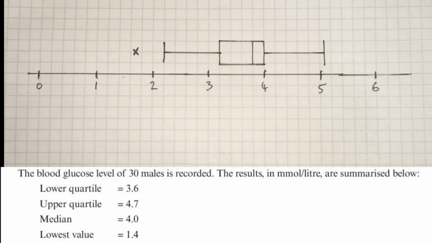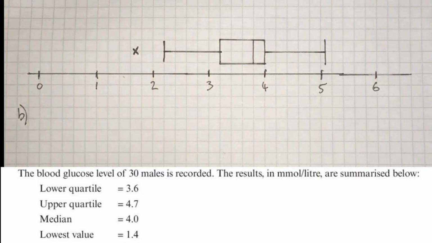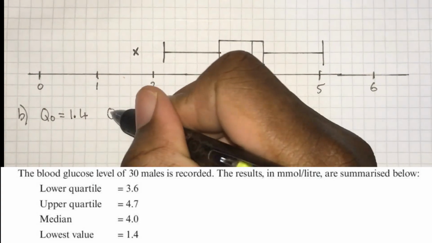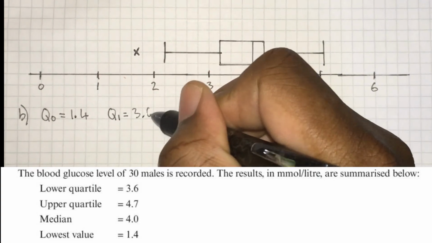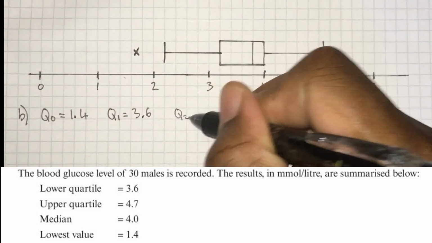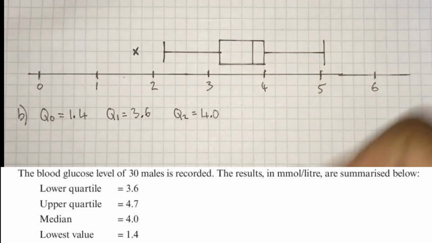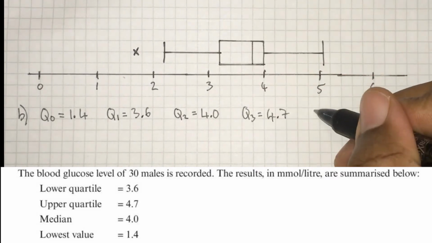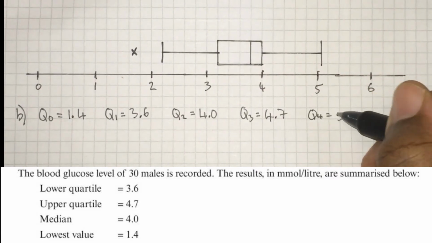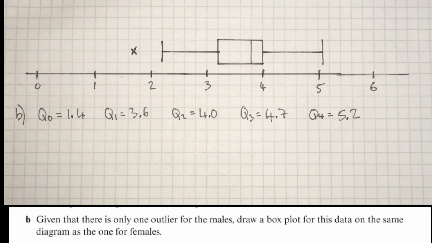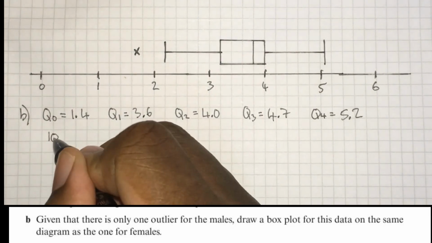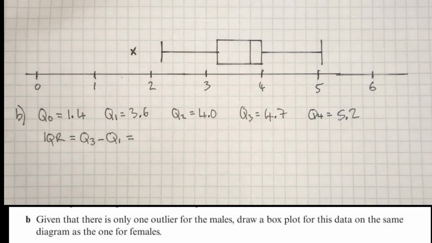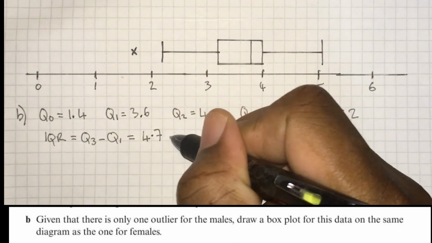So let's go through a quick example of how you would construct comparative box plots and what kind of comments you can make to compare them. In the earlier part of the question, we were given this data around females and their blood glucose levels, and we constructed this box plot. Now in this part, we've been given some additional information, and this is for us to construct a box plot for the males. First thing we'll do is check whether or not there are outliers.